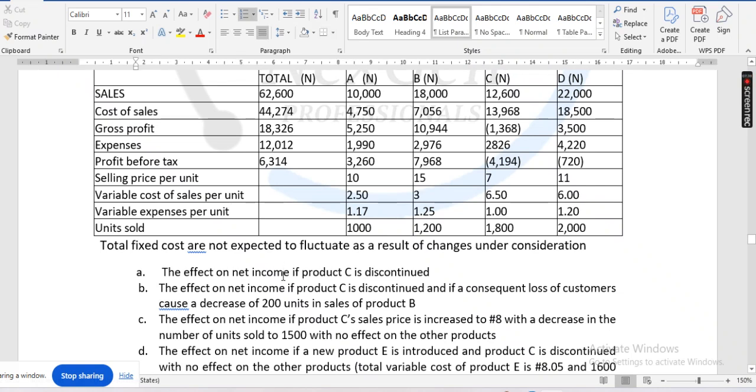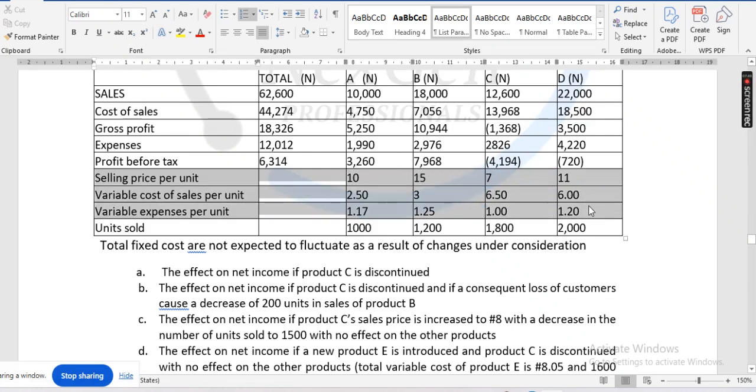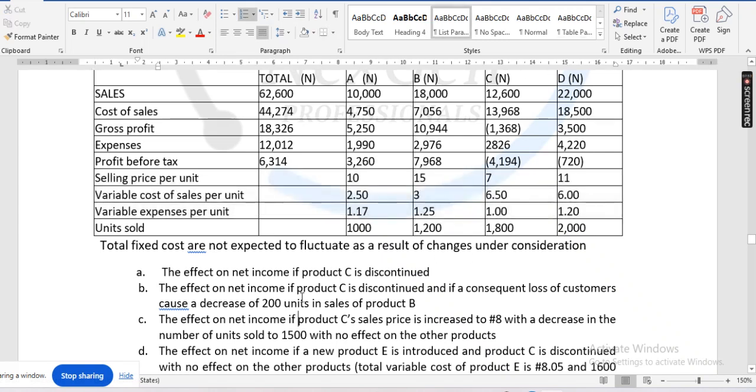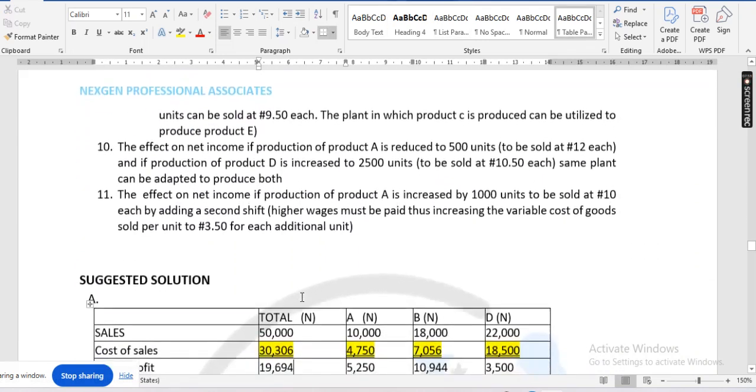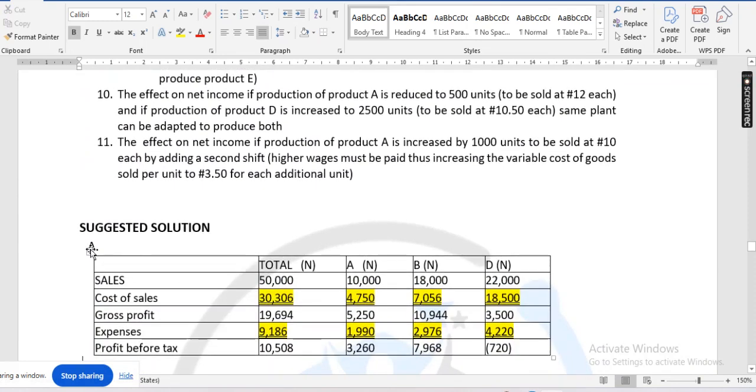Now, if we discontinue product C, what will be the impact? The first thing we need to do is a quick, rough estimate so that we get our contribution. Before we discontinue product C, what will be our net income? Then after we discontinue product C, do we have an increase or decrease?